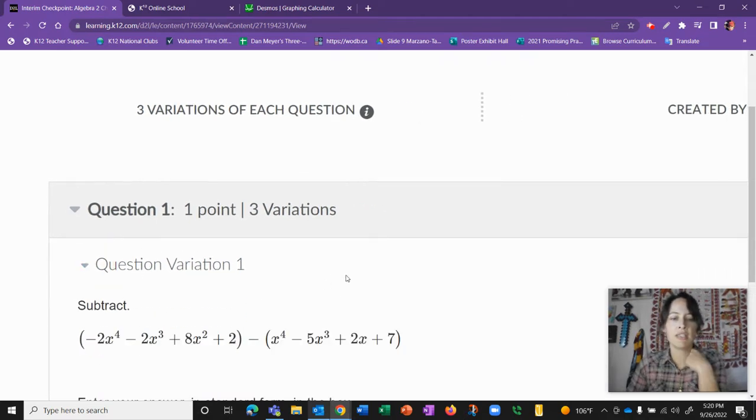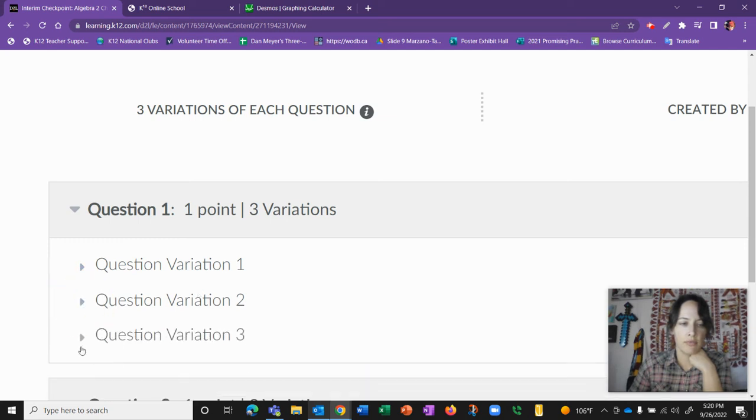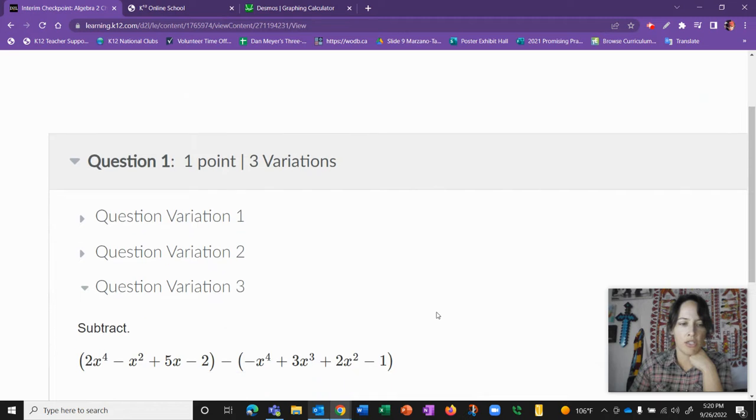All right, so this is subtracting polynomials. You can pause it if you'd like. It's variation 1, variation 2, variation 3. Key tricky steps would be, because of this subtraction symbol, we need to distribute it to each term.